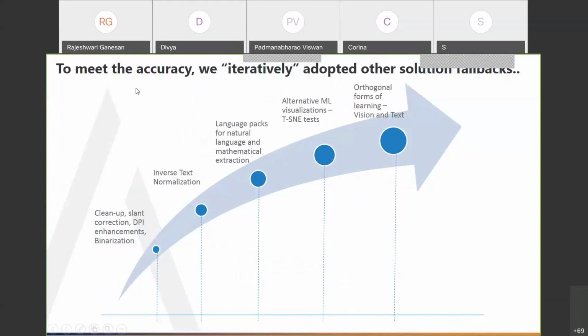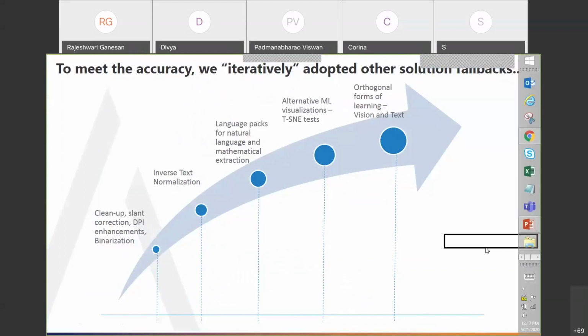while we did a lot of things, we had to iteratively adopt many solution fallbacks. To begin with, when we were in the test environment, we didn't think all kinds of combinations we would get in production, right? So while we had beautiful self-contained packages, we started writing a lot of code, and our pipeline itself for data prep became very, very complex.